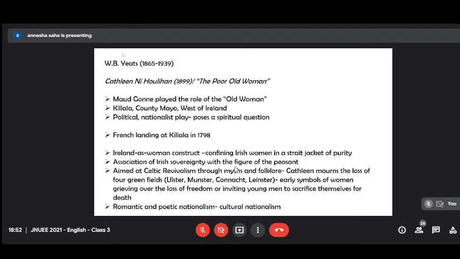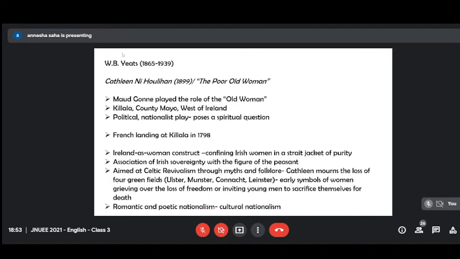In Yeats's play, this old woman who is called Kathleen mourns the loss of the four green fields. She sings a very sad song, and within a particular line of that song, she says that she mourns the loss of four green fields. Now, the four green fields are basically the four provinces of Ireland, namely Ulster, Munster, Connacht, and Leinster. She mourns the loss of these because, as you can understand, within the context of colonialism, these were annexed by the British government, and they were under the administration of the British government.